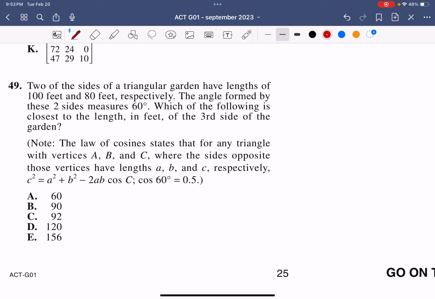Question 49. Two of the sides of a triangular garden have lengths of 100 feet and 80 feet, respectively. The angle formed by these two sides measures 60 degrees. Which of the following is closest to the length in feet of the third side of the garden?